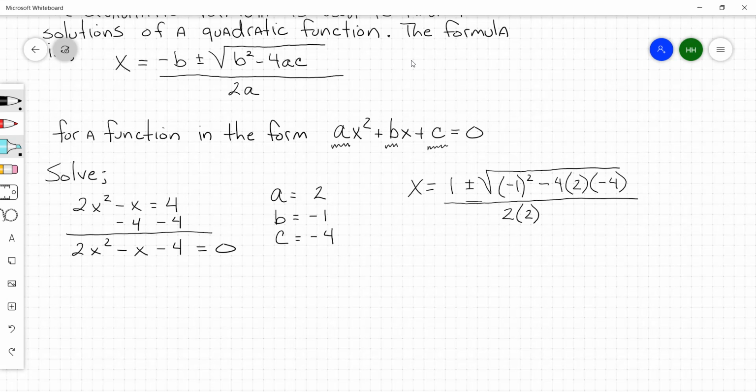So we're going to say that x is now equal to 1 plus or minus the square root of, let's see if we can just type all this in the calculator. Let's see what happens. We're supposed to get 33 underneath there. So let's go 1 negative x squared minus 4 times 2 times 4 negative, and hit equals.